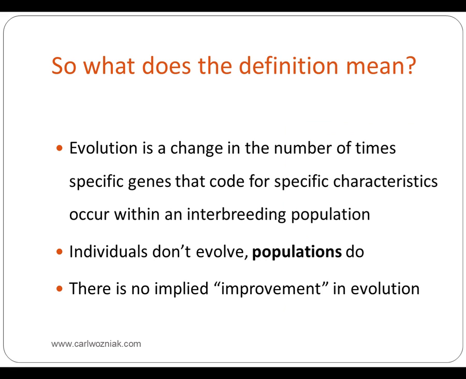Okay? So we've got that. Write this one more statement down, the bottom one. There is no implication of improvement in evolution. So populations evolve, and there is no goal. Just because a species or population may evolve does not imply that they're better off with this allele frequency change. It may not be. And so just because something evolves doesn't mean it's necessarily good. Does that make sense?